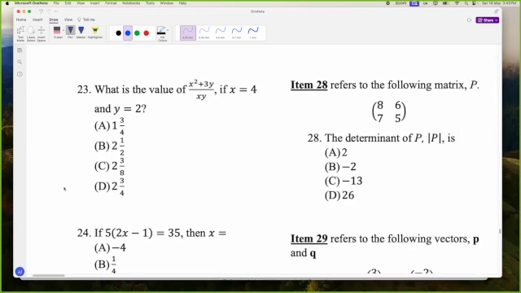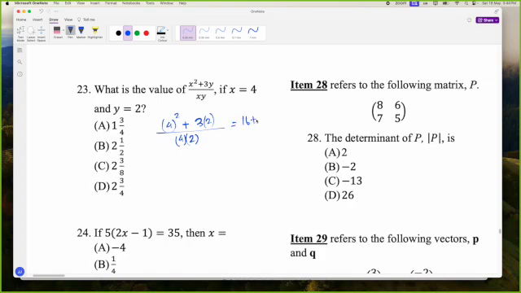Any questions? Let me know. What is the value of that ugly looking thing if x is 4 and y is 2? So whenever I see x, I put in 4. Whenever I see y, I put in 2. So that'll be 4 squared plus 3 times 2 all over 4 times 2.